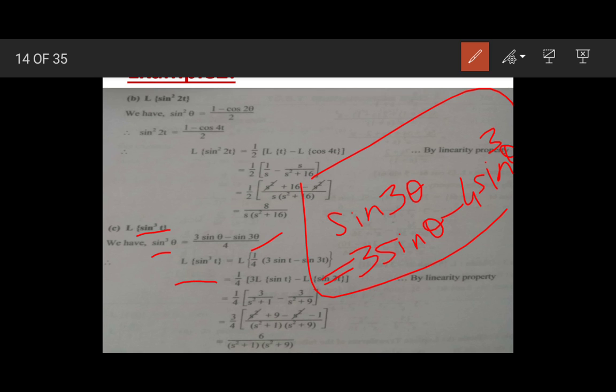Now we'll take Laplace transform on both the sides. By taking Laplace transform on both sides, we get Laplace transform of 1 upon 4 into 3 sin t minus sin 3t. So 1 upon 4 is common, so it will come outside the Laplace. Okay, again we are going to apply the linearity property.